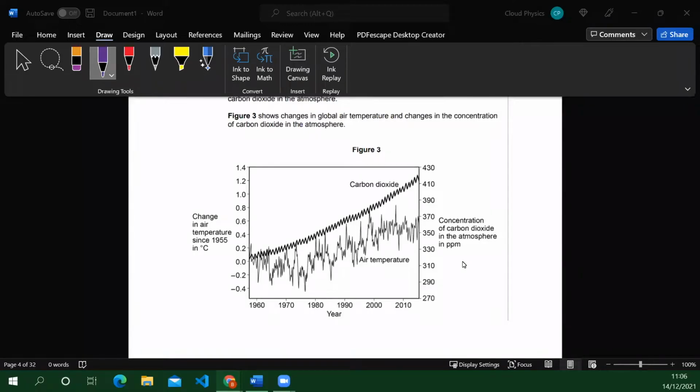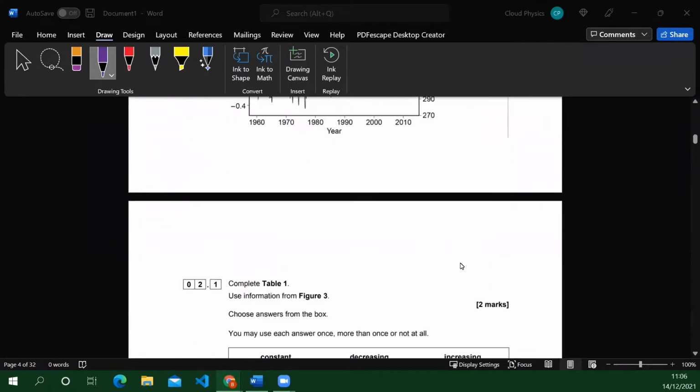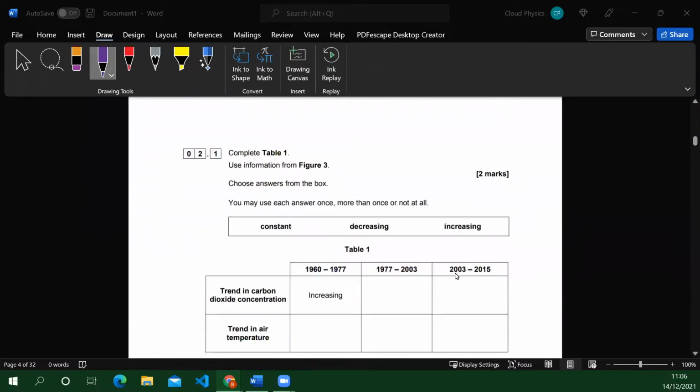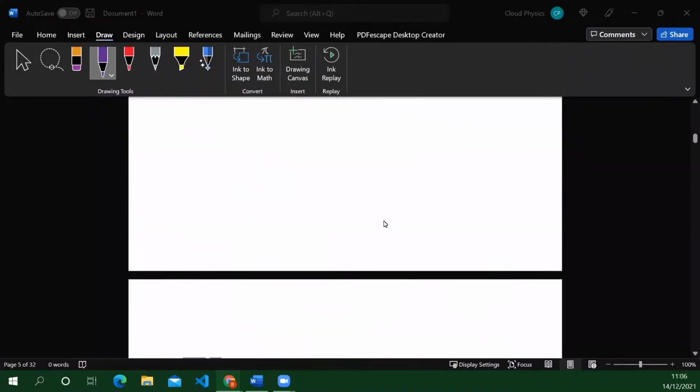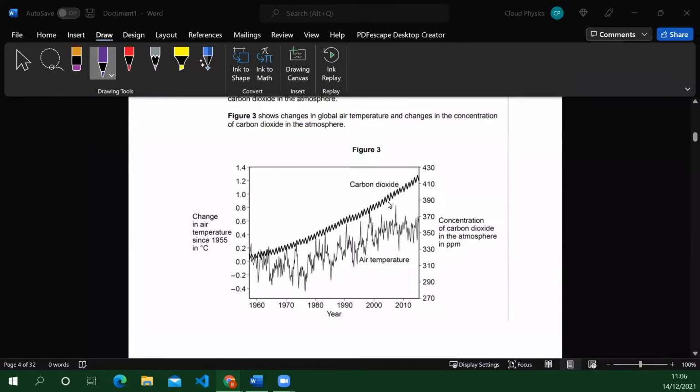So, let's have a look at the question. Complete table 1, this one. Choose answers from the box. You may use each answer once, more than once, or not at all. Okay, so we've been given one. Trend in carbon dioxide concentration 1960 to 1977, increasing. 1977 to 2003, trend in carbon dioxide concentration. So that squiggly one there is carbon dioxide, and that's air temperature. Okay, so yeah, in black and white again, it's not that clear sometimes, is it? If it had different colours, it'd be clearer.